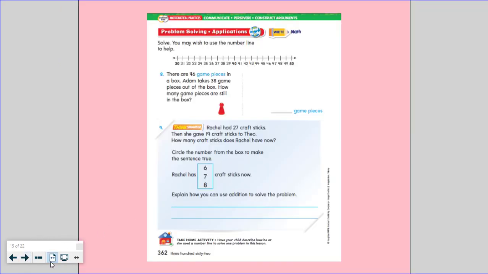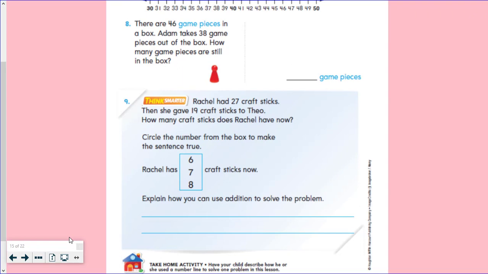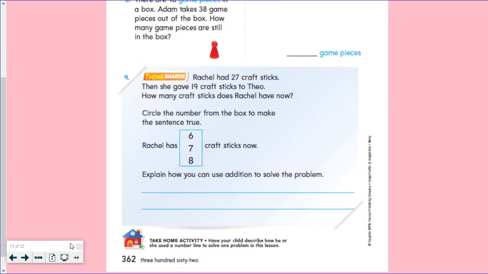There it is, the Think Smarter problem. Rachel had 27 craft sticks. She gave 19 craft sticks to Theo. How many craft sticks does Rachel have now? Circle the number from the box to make the number sentence true. So how many craft sticks does Rachel have?